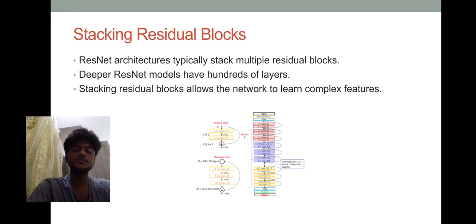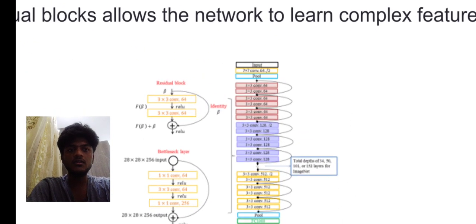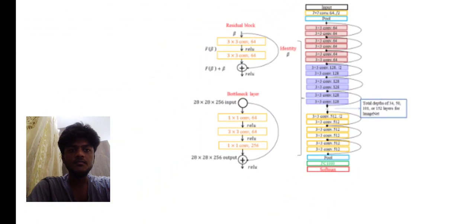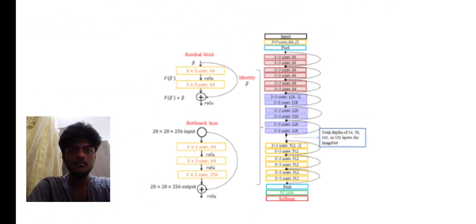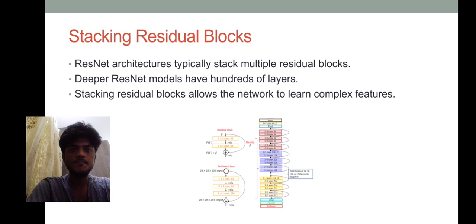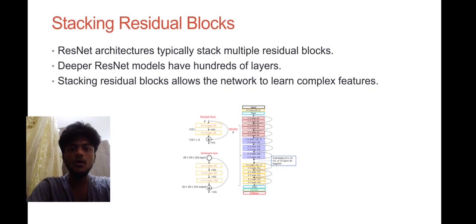Stacking residual blocks. ResNet architectures typically stack multiple residual blocks. Deeper ResNet models have hundreds of layers. Stacking residual blocks allows the network to learn complex functions or complex features. So you can have a look at the image here. These are stacking residual blocks.